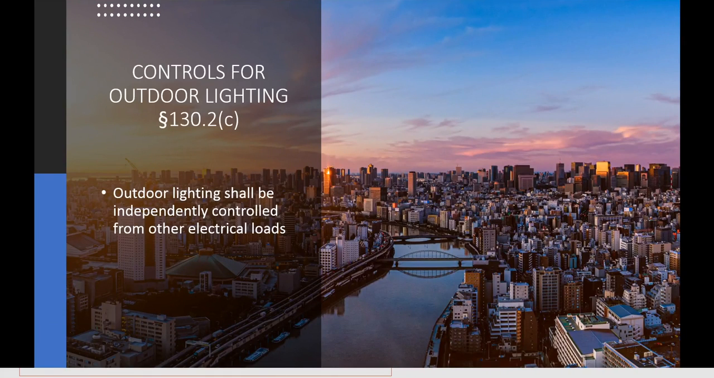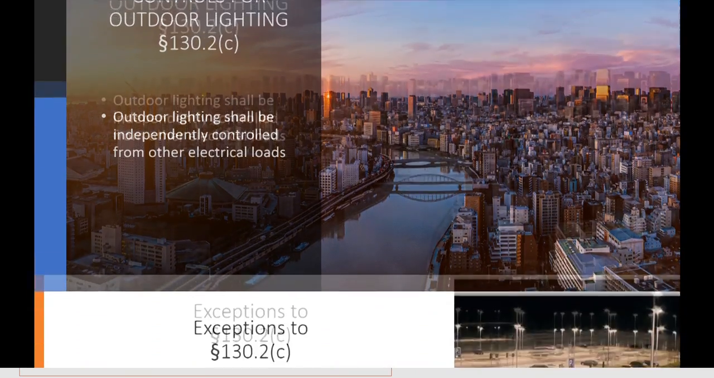We start with this requirement that outdoor lighting shall be independently controlled from other electrical loads. Makes sense. We're not going to be mixing the controls of the outdoor lighting with the interior lighting. I mean, these will be treated separately. They have their own set of requirements.